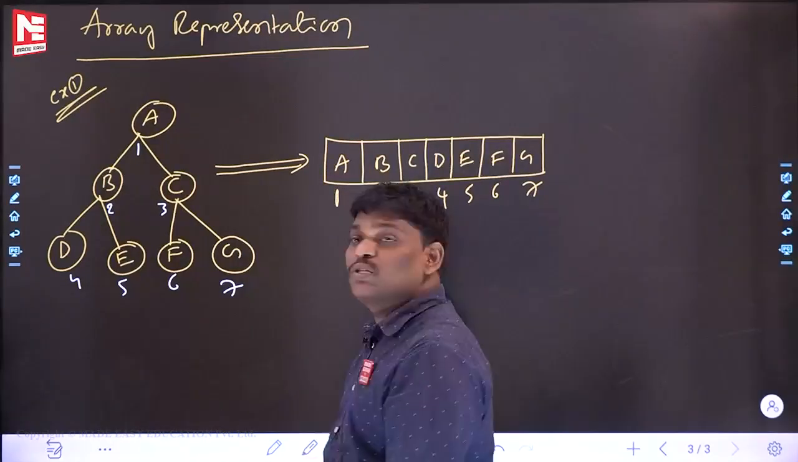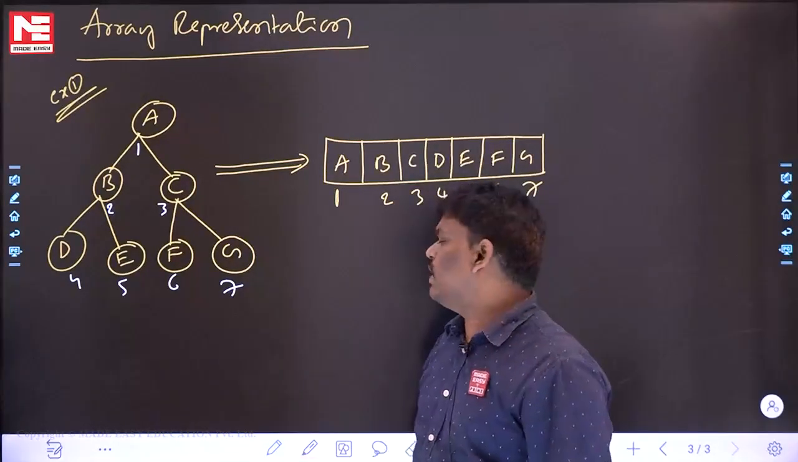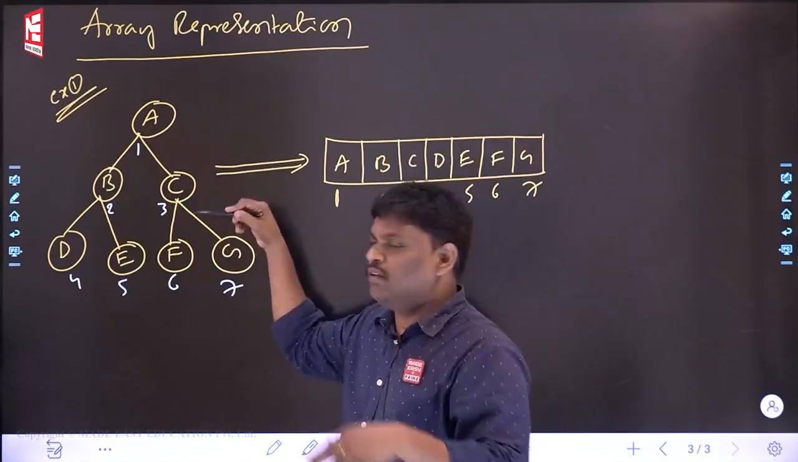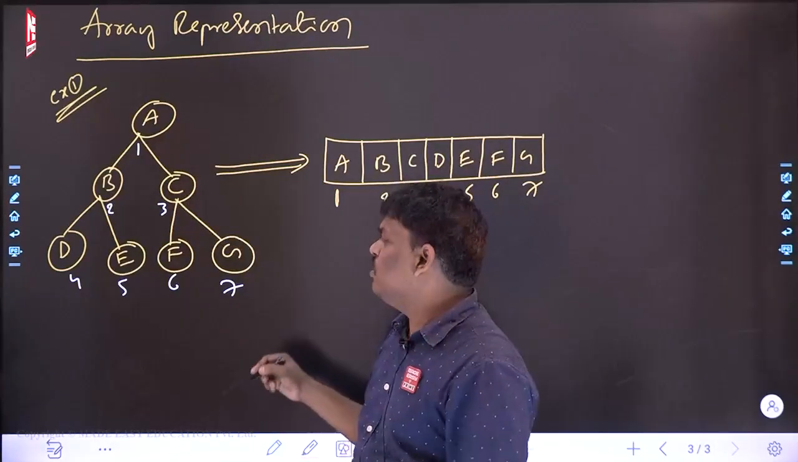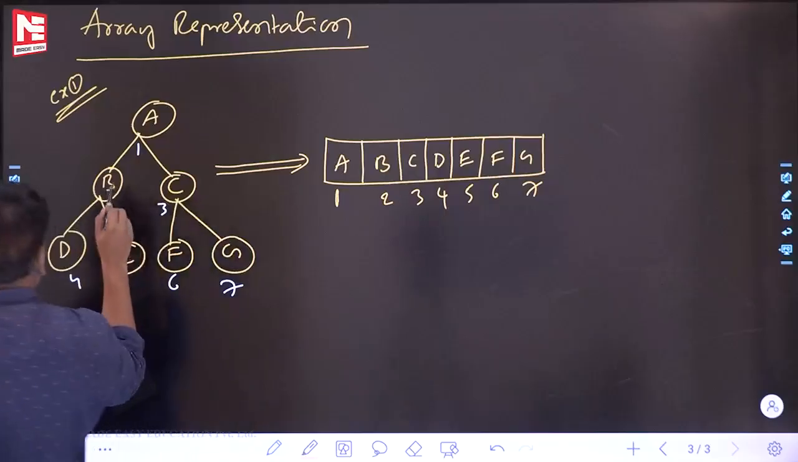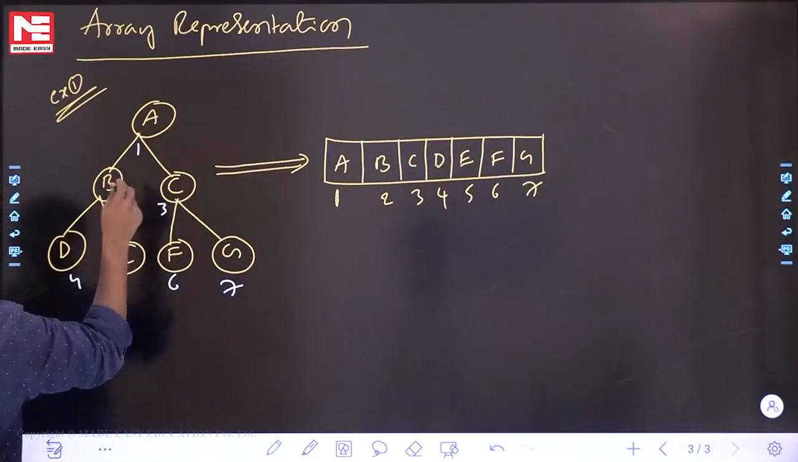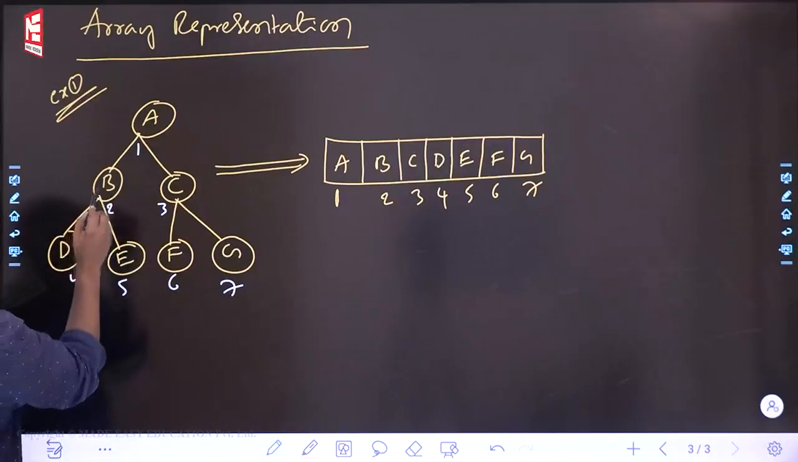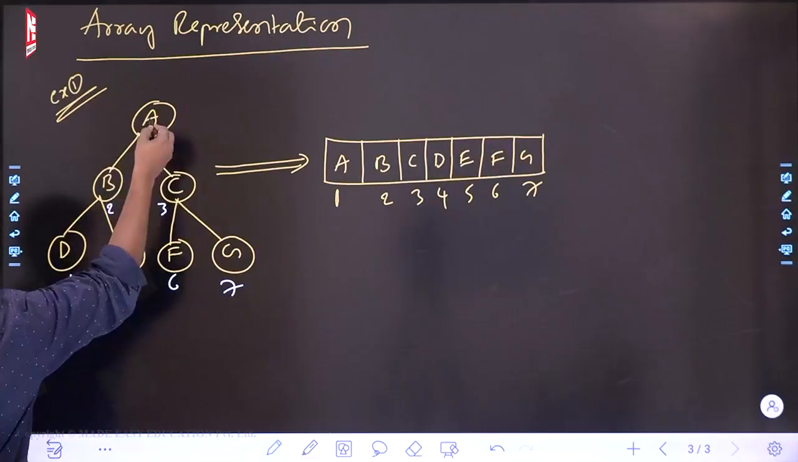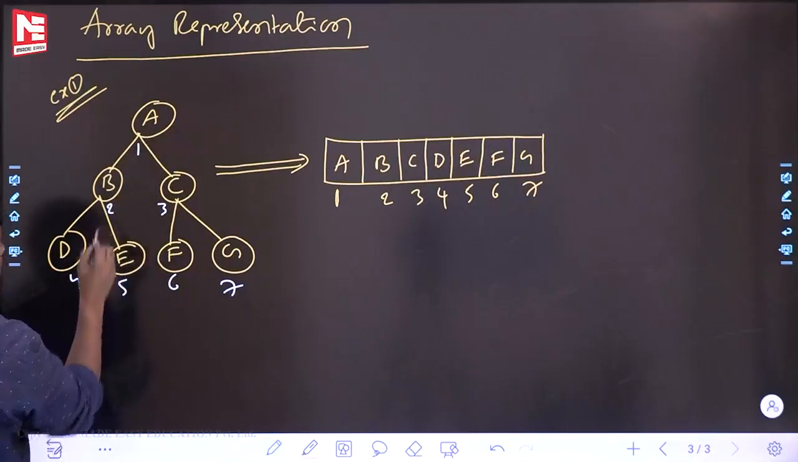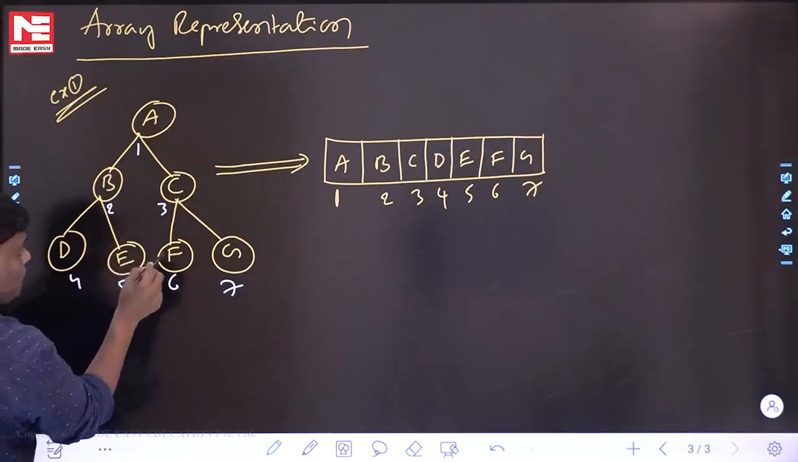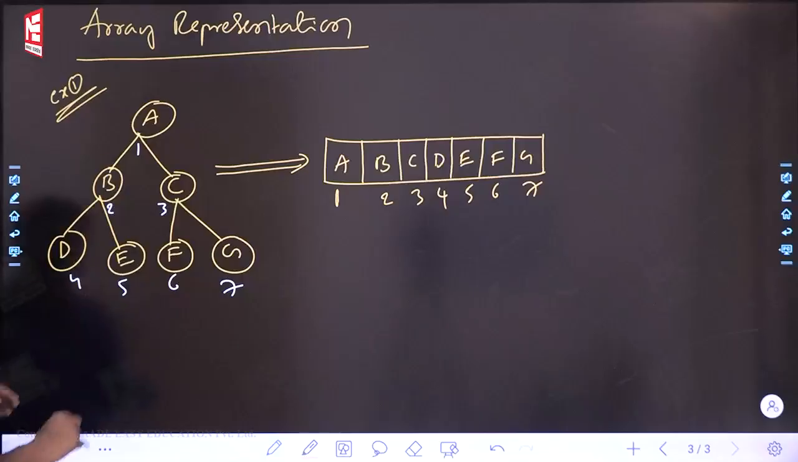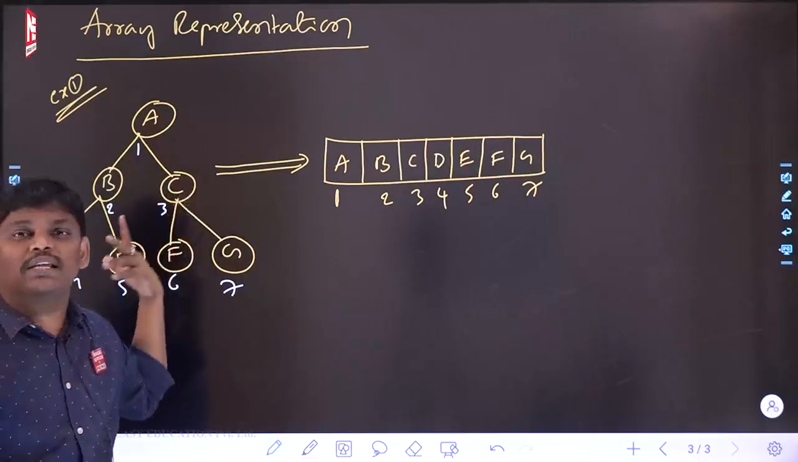Let me check one small line. If I give this diagram and I ask you, who is B's parent? B's parent is A. Who is E's parent? E's parent is B. Who is F's parent? F's parent is C. So, if I give this diagram and ask you who is the parent and so on, you can easily say.